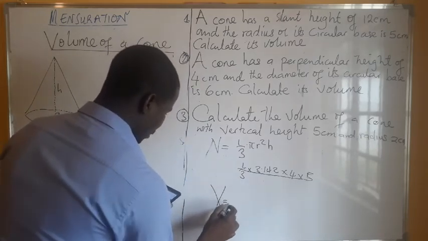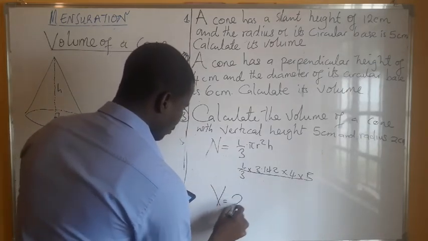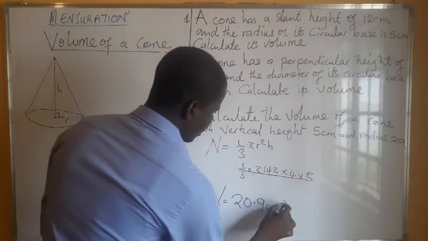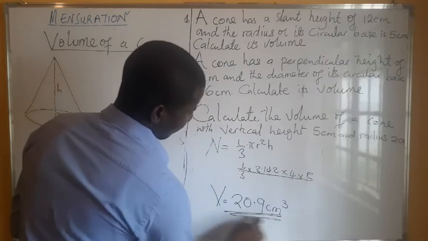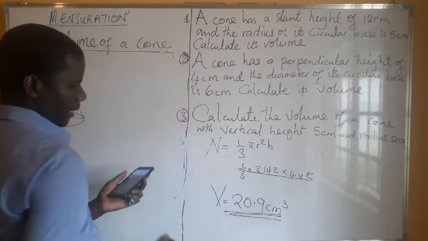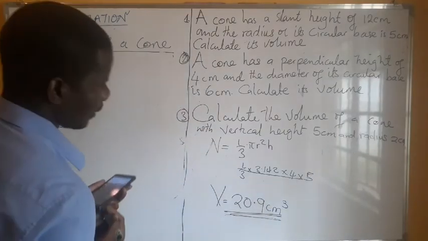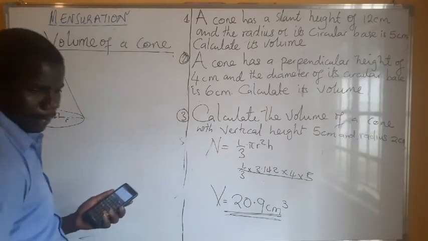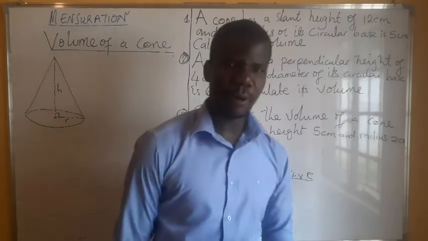The volume is going to be equal to 20.9 centimeter cubed. This is our volume. I have rounded off to 3 significant figures. That is what we are getting. I hope you are following.